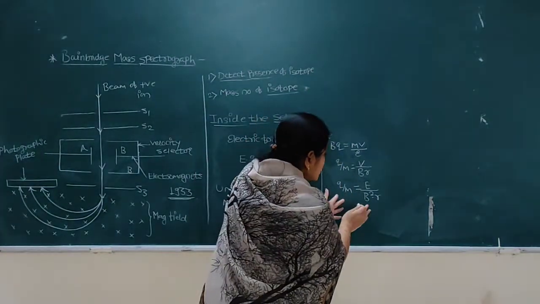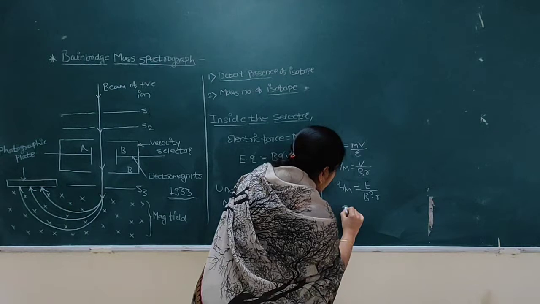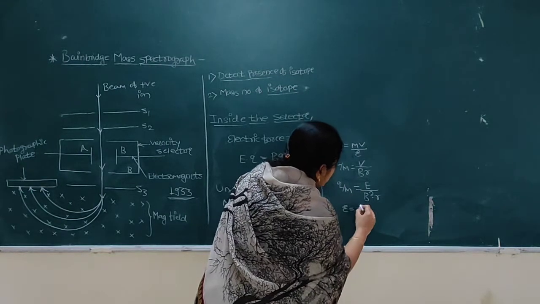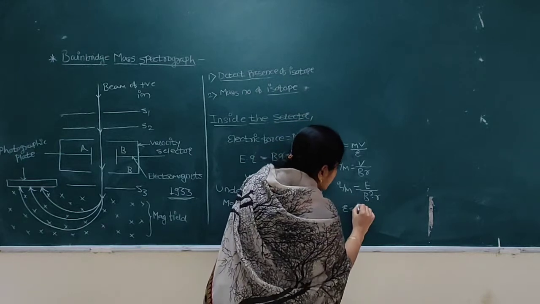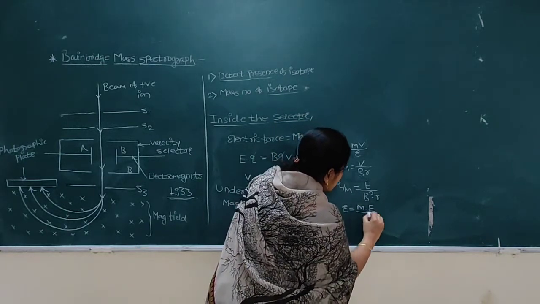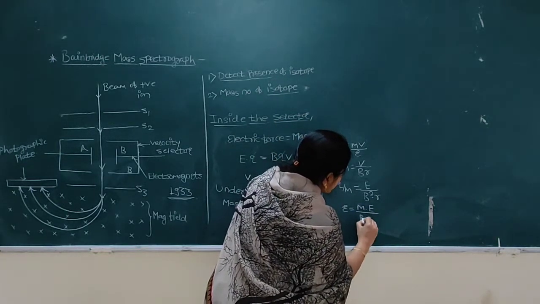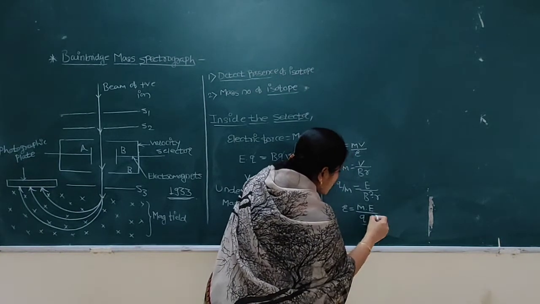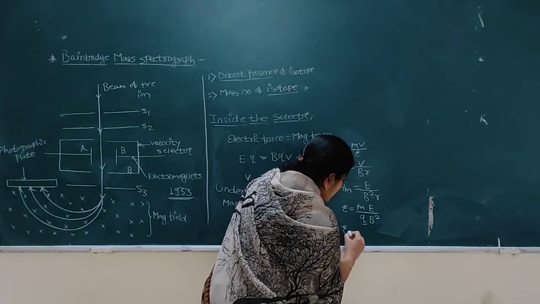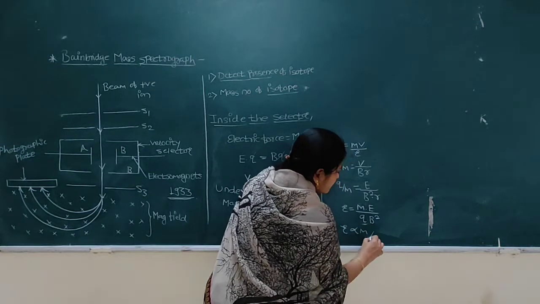Now from this equation we can write r is equal to what we get? r is equal to m into E divided by q into B square. So from this equation we can write r is proportional to m.